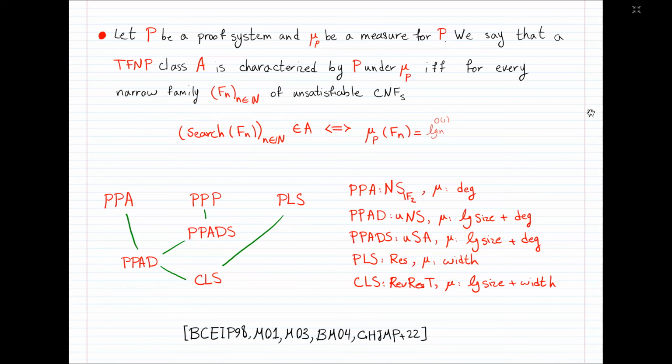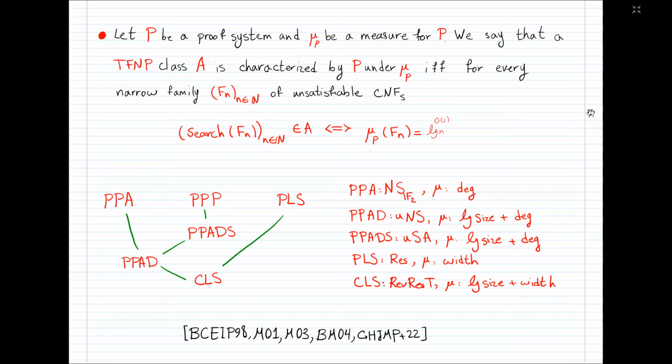Now, to combine all of these concepts, let P be a proof system and mu_P be a measure for P. Then we say that a TFNP class A is characterized by P under mu_P if for every narrow family F_n of unsatisfiable CNFs, Search(F_n) is in A if and only if F_n has small refutations in P with respect to mu, and here small means polylogarithmic.